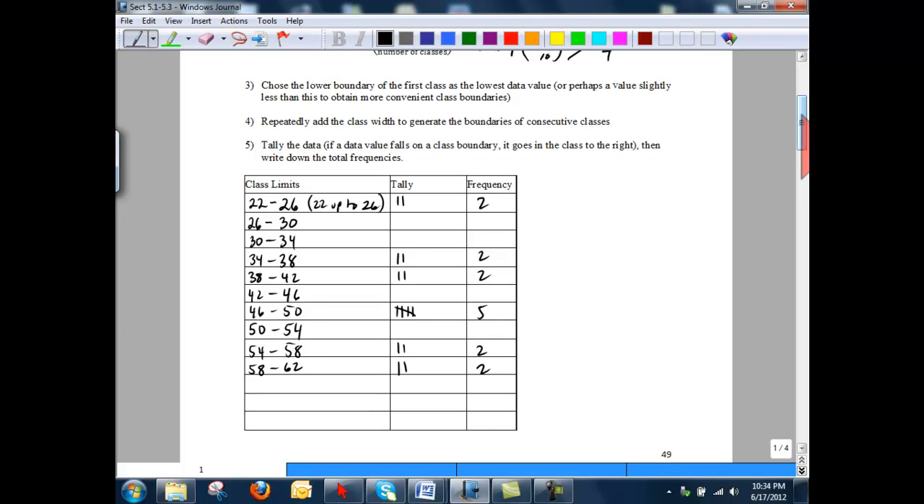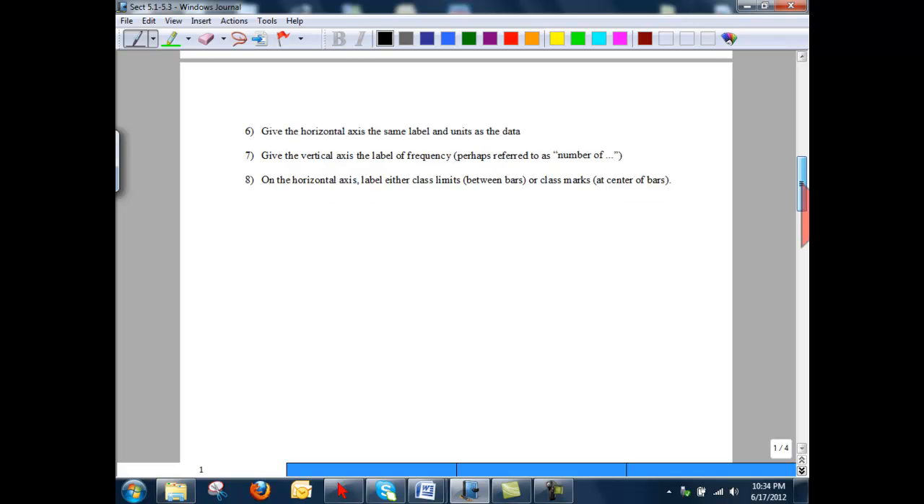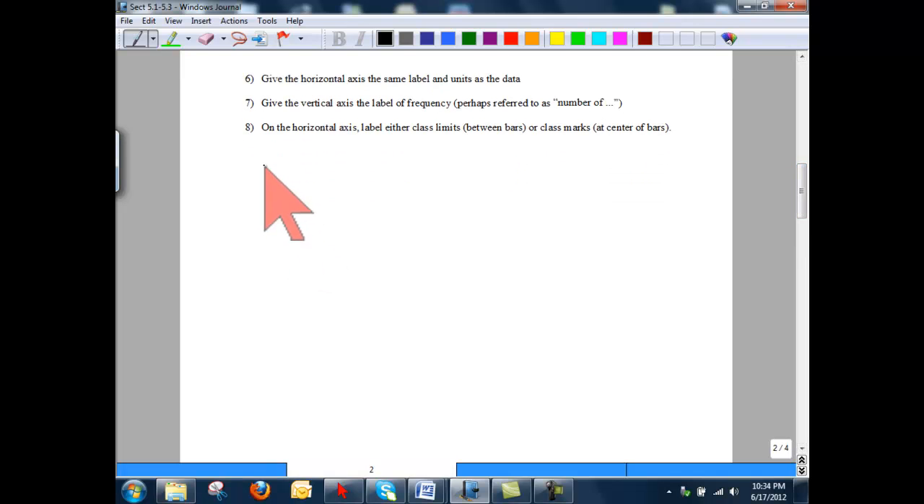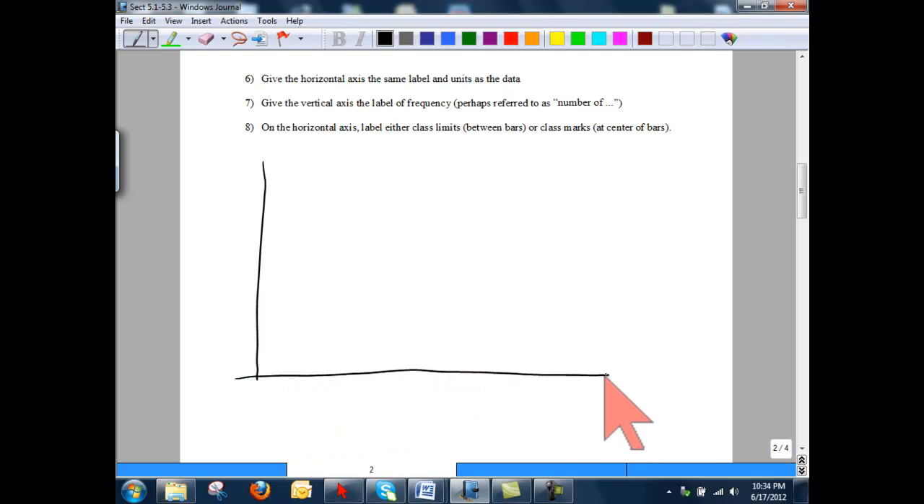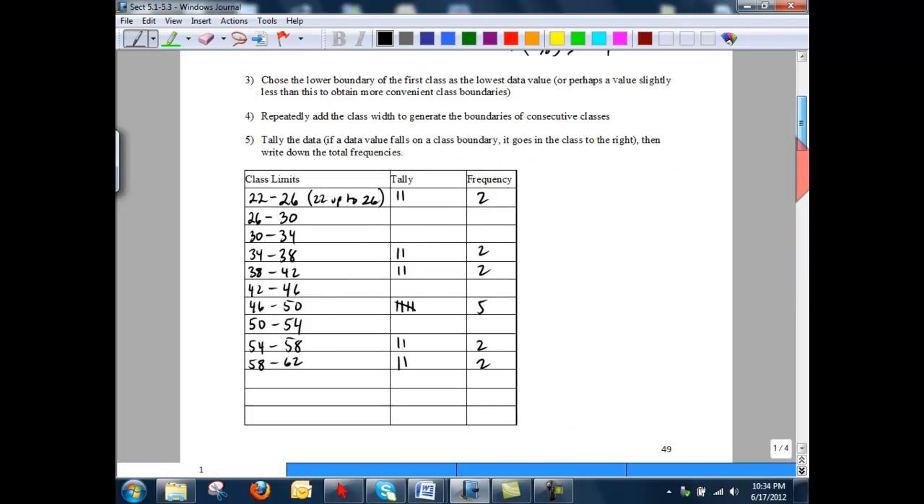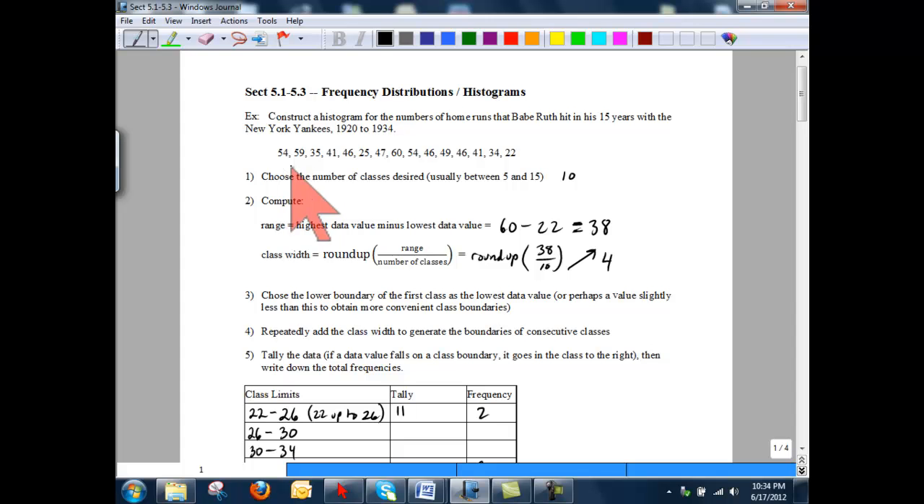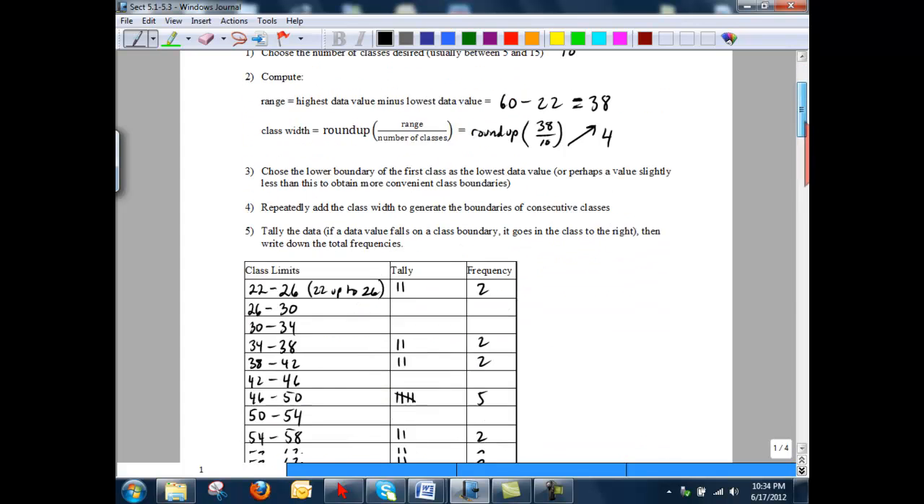Okay, let's take this so-called frequency table and convert the information to a graph, specifically to a histogram. A histogram has two axes, a vertical and a horizontal. The horizontal axis gets the same label and units as the data. So I look back at the raw data and there were numbers like 54, 59, and so on. What were those? Those were numbers of home runs.